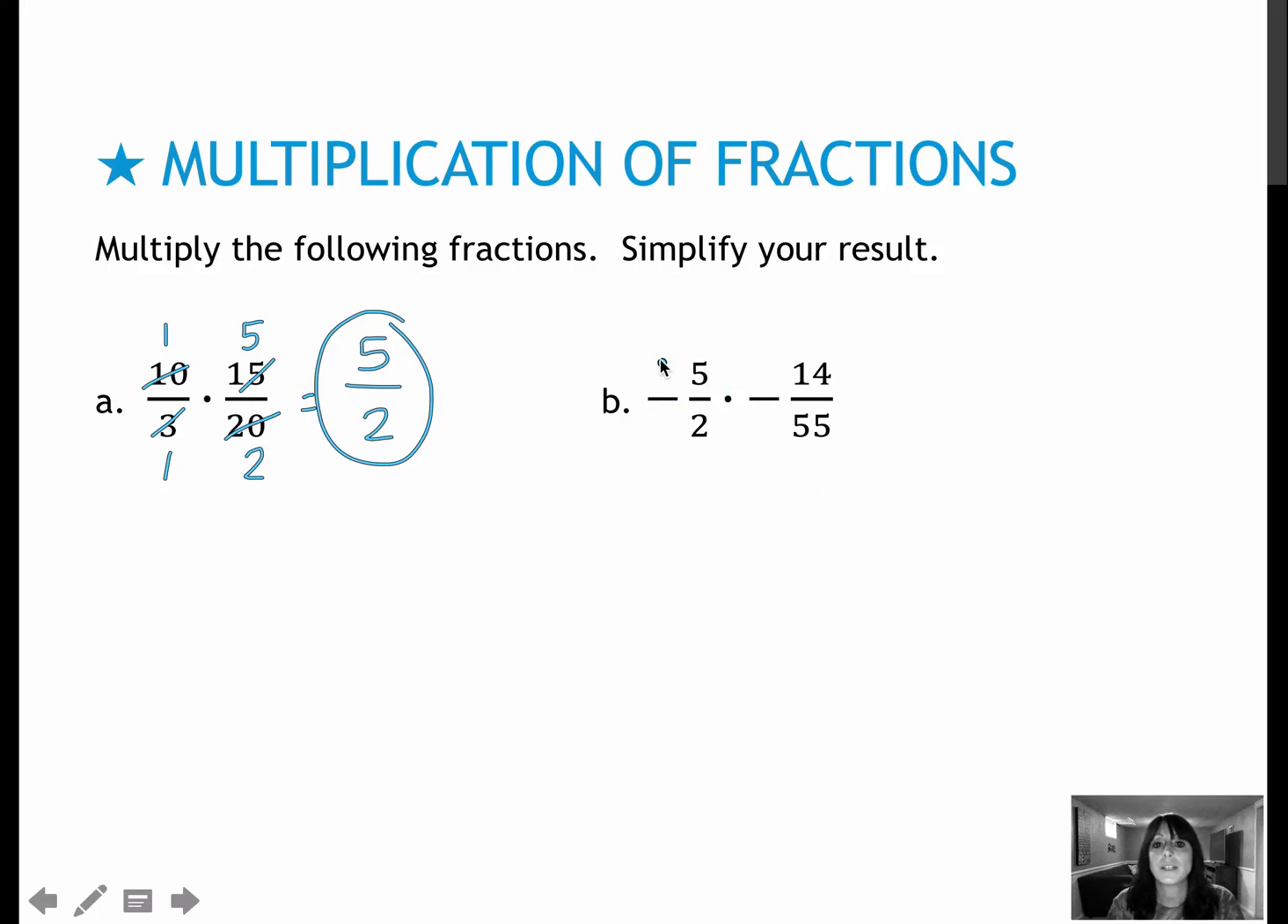For my next one, notice these are negatives, so quite often we'll see these in parentheses instead, but it's the same concept. Again, I'm going to reduce anything that I can. So 5 goes into 5 once, and into 55 11 times, and not a bad idea to keep that negative on the top so that we don't forget. I'm also going to reduce 2 and 14, so 2 divided by 2 is 1, and 14 divided by 2 is 7, and remember it was a negative. And then I'm going to multiply. So -1 times -7 is +7, and 1 times 11 is 11, and so 7/11.